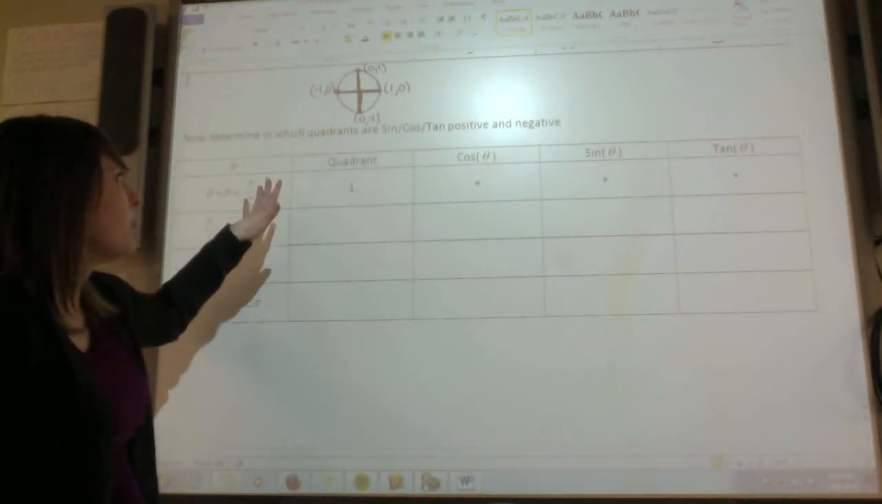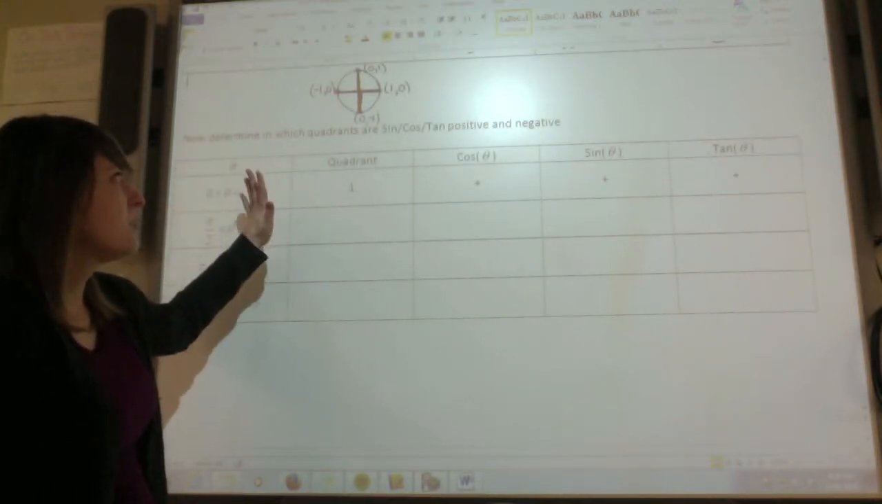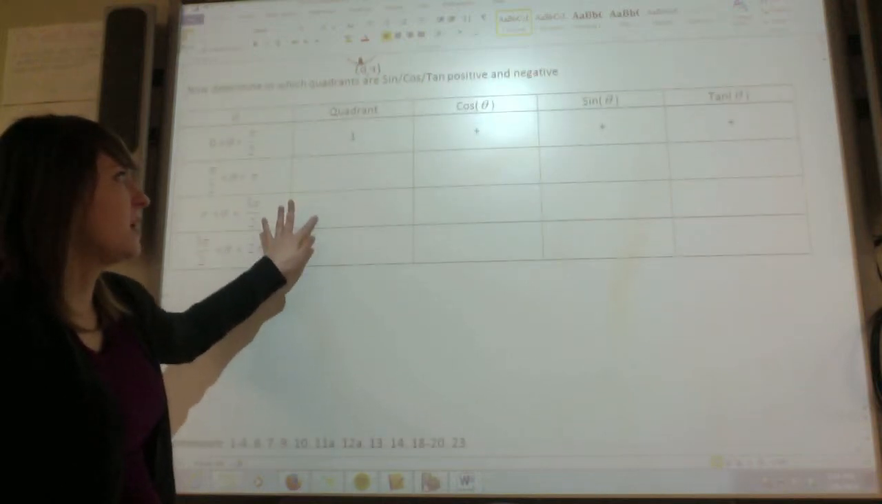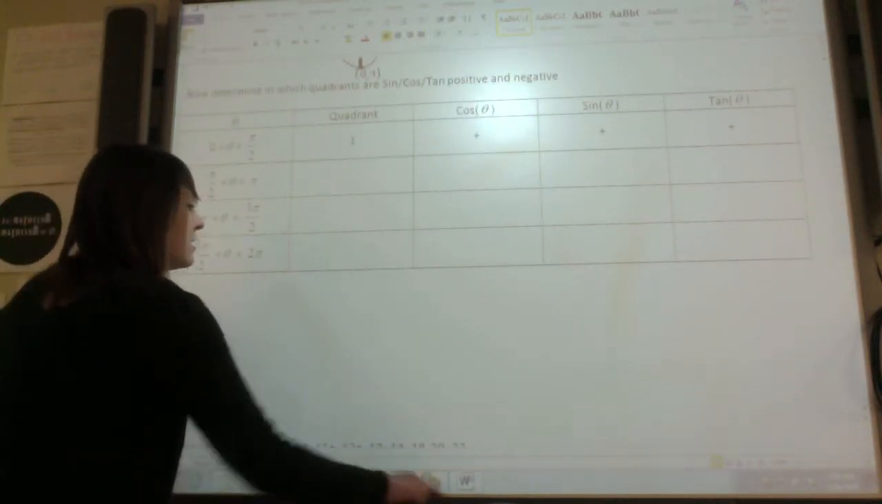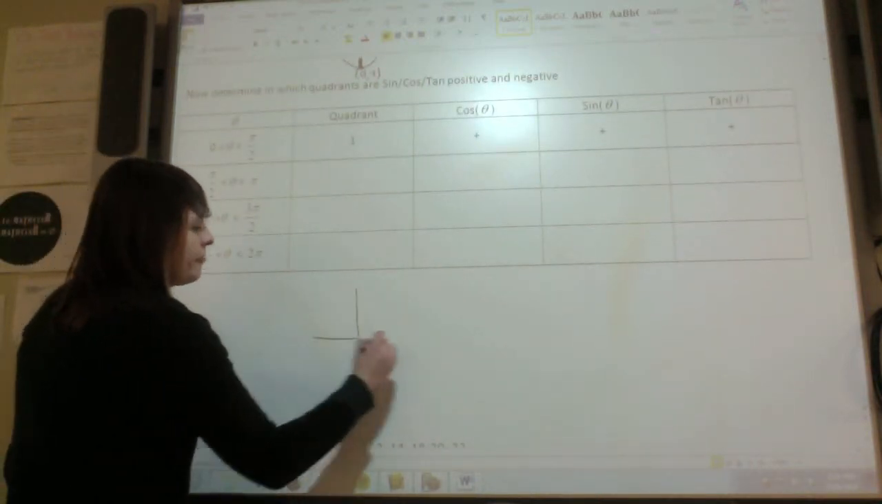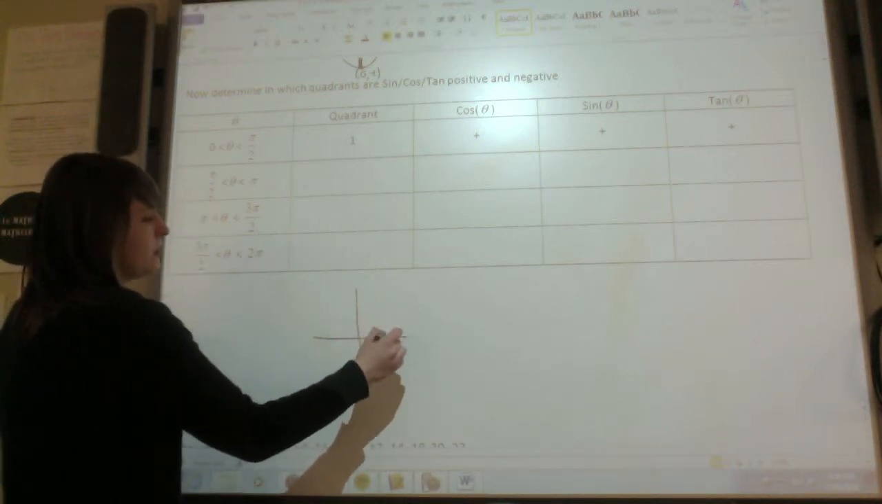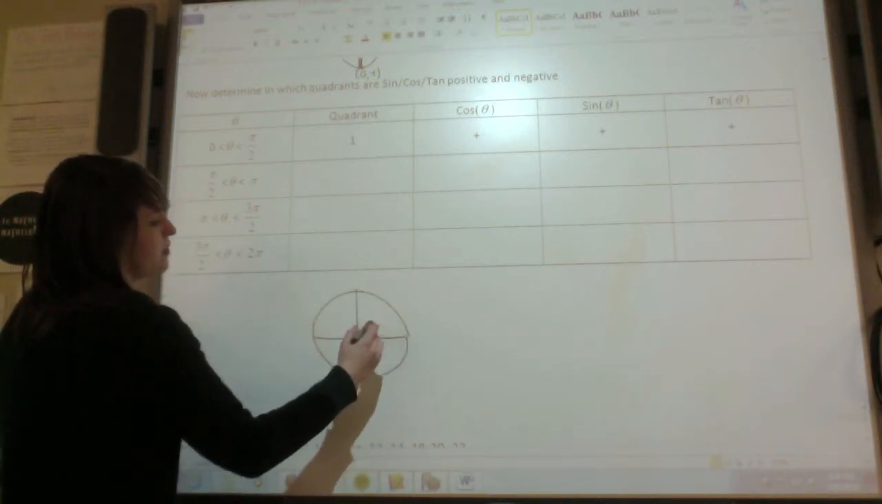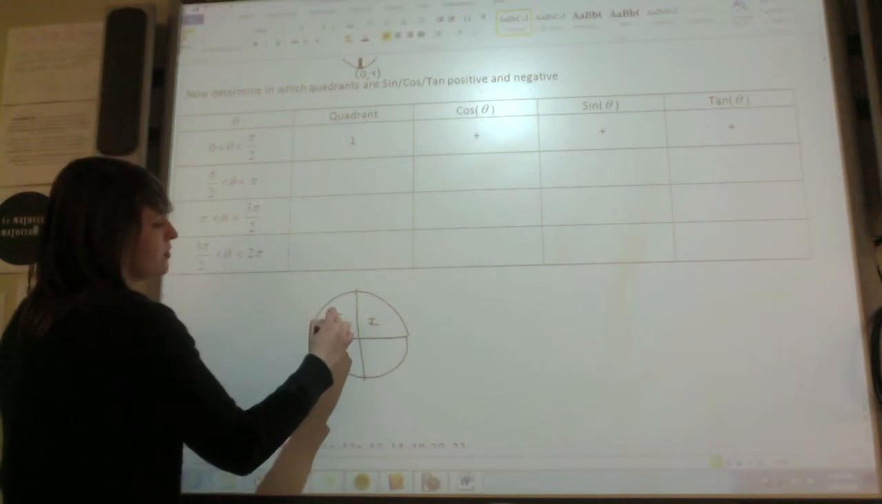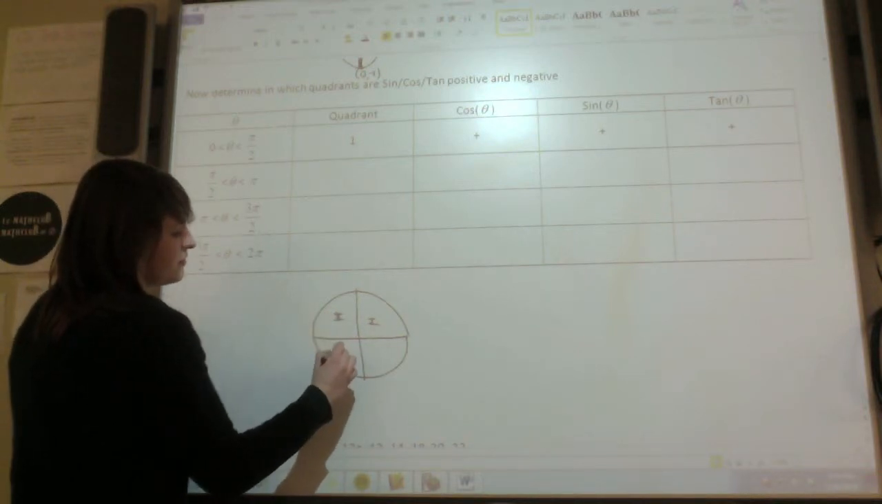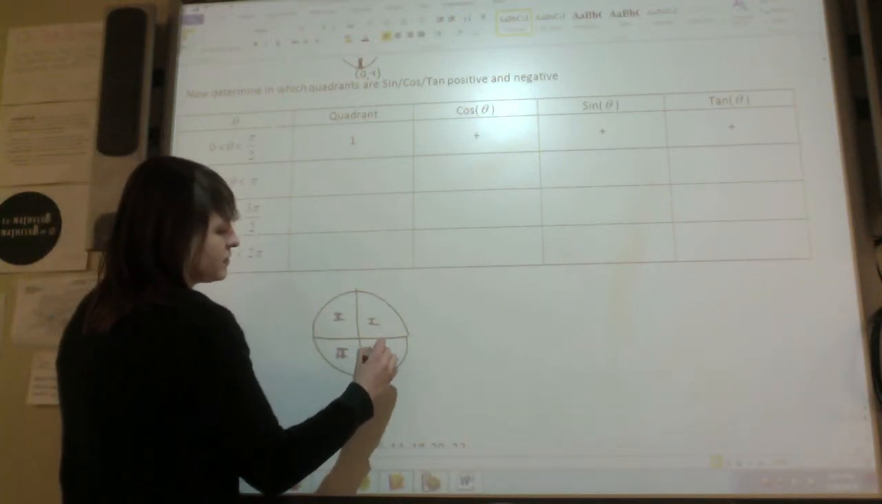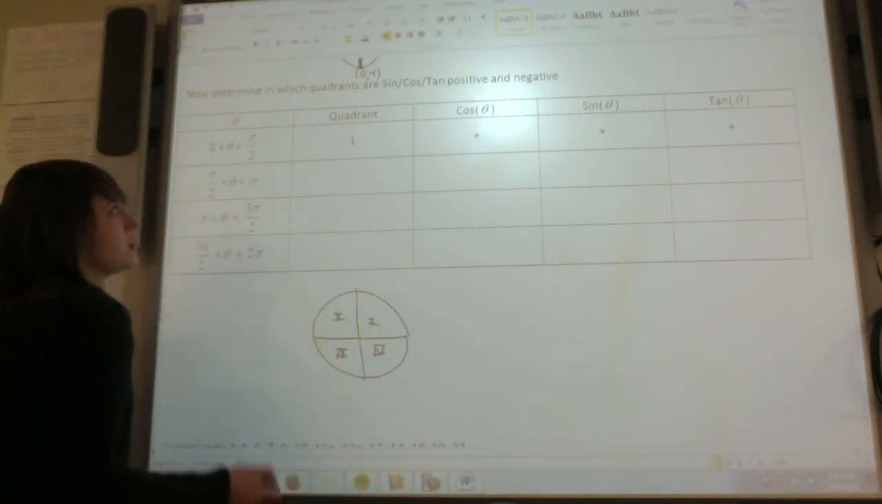Now we want to determine in what quadrants the sine, cosine, and tangent values are positive and negative. So thinking about my unit circle, remember my first quadrant is here, my second quadrant is here, this one's my third quadrant, and this one is my fourth quadrant.